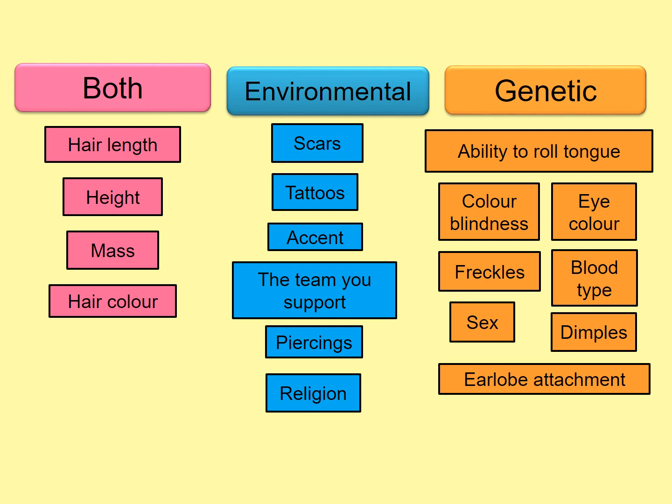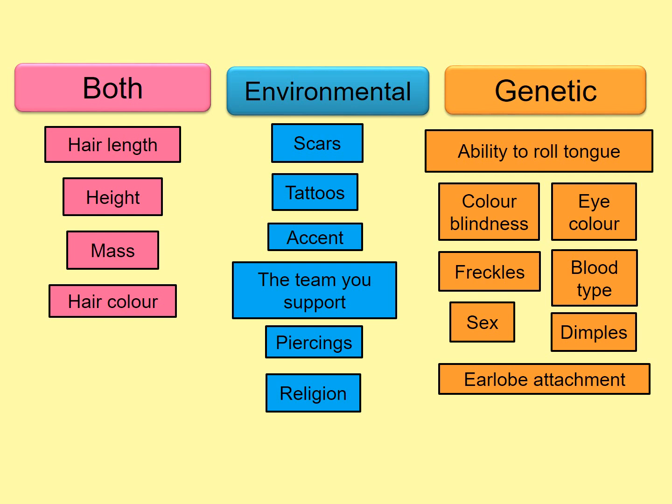Whether you have freckles on your skin or not is genetic. The blood type that the blood in your body is genetic. Whether you're a boy or a girl, so the sex of you is genetic. Whether you have dimples in your cheeks when you smile is genetic. And whether your earlobe is attached to the side of your head or it actually hangs loose is genetic.